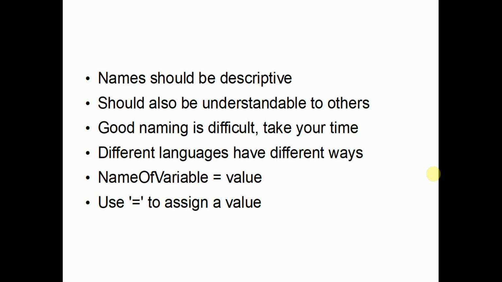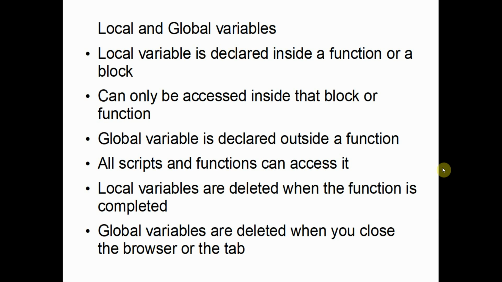Different languages have different ways how to call a variable, but we will look at three different examples. The basis of a variable is similar. You have the name of a variable and the equal sign, and then the value. You use the equal sign to assign a value. So that's pretty straightforward.